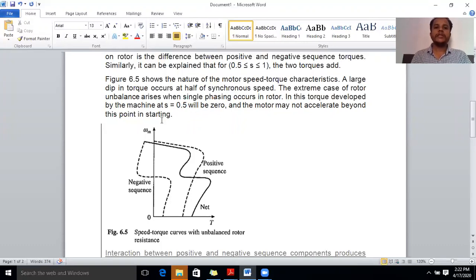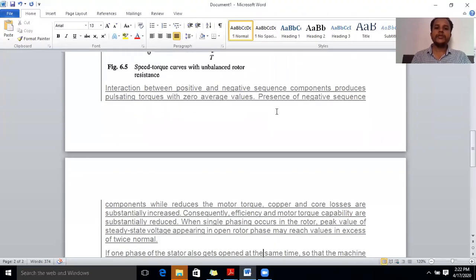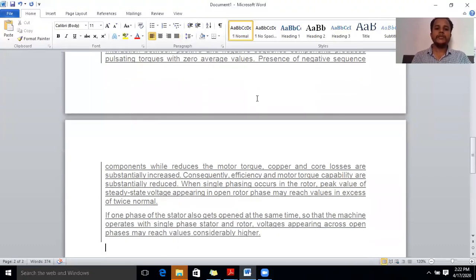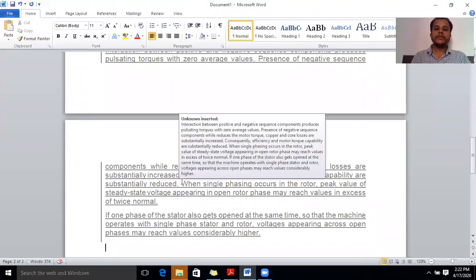In this case, the torque developed by the machine at s equal to 0.5 will be 0, and the motor may not accelerate beyond this point in starting. The interaction between the positive and negative sequence components produces pulsating torque with zero average value. The presence of negative sequence component reduces the motor torque, while copper and core losses are substantially increased. Consequently, the efficiency and motor torque capability are substantially reduced, so the efficiency of the motor will decrease.